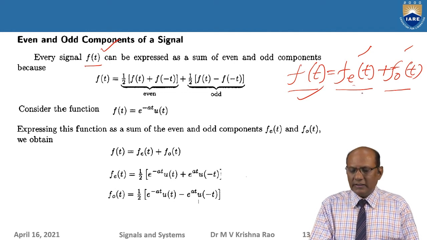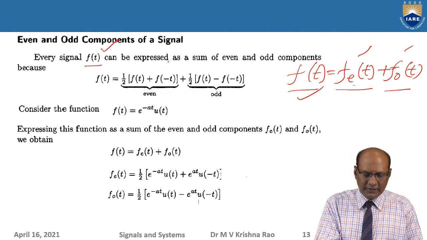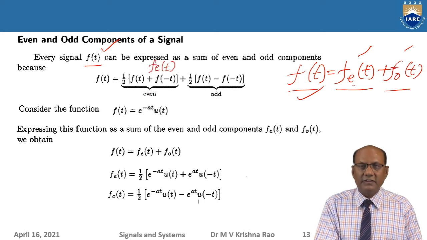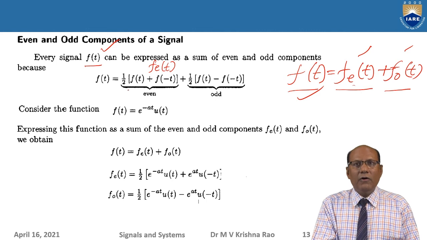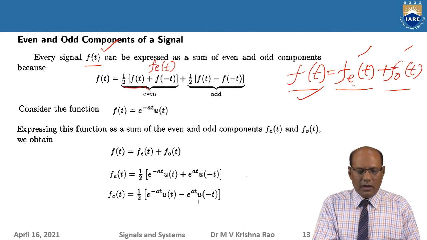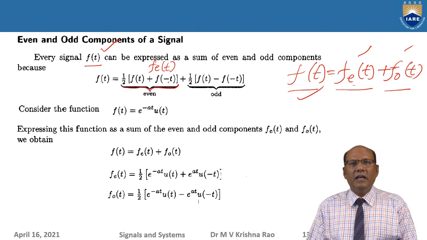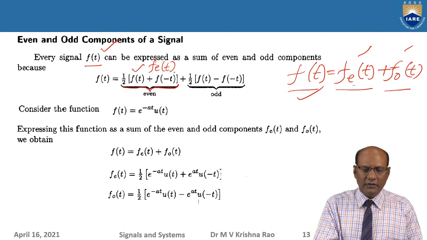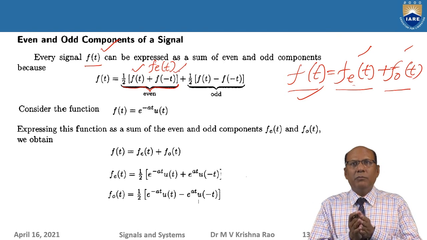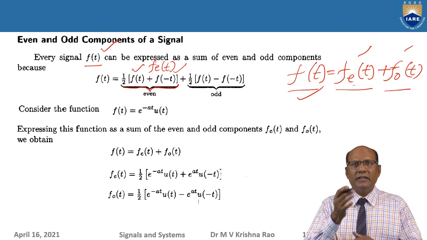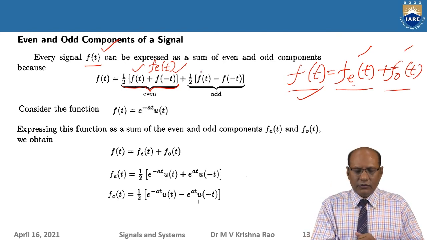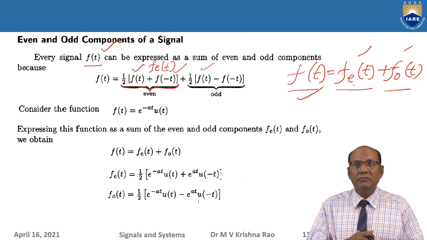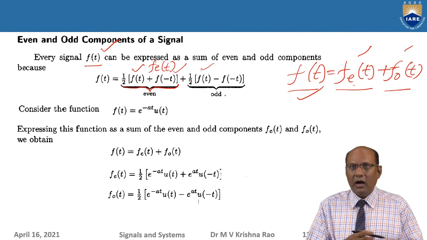Okay. So how to get the even function fe? Fe is nothing but half of f of t plus f of minus t. Okay. So what it means: take the original function, take the mirror image, add both, divide by 2. You will get the even part. And take the original function, subtract its mirror image, divide by 2. You will get the odd function.